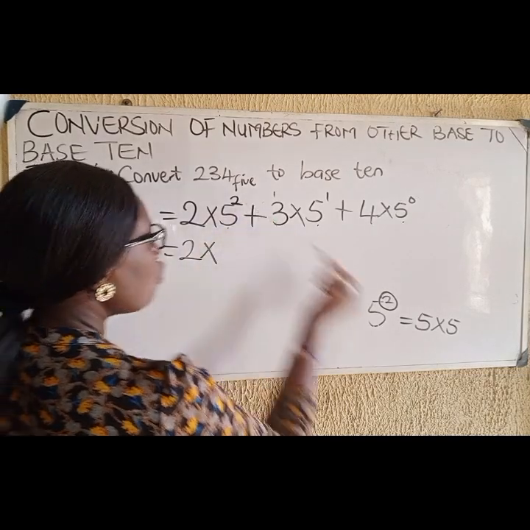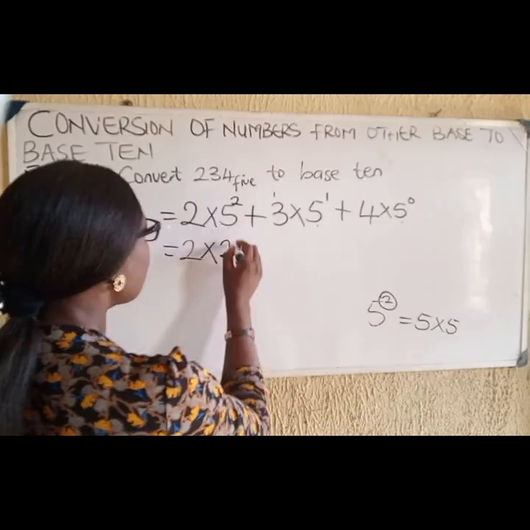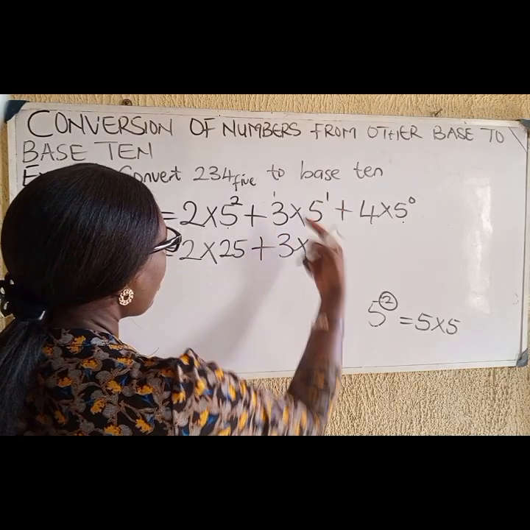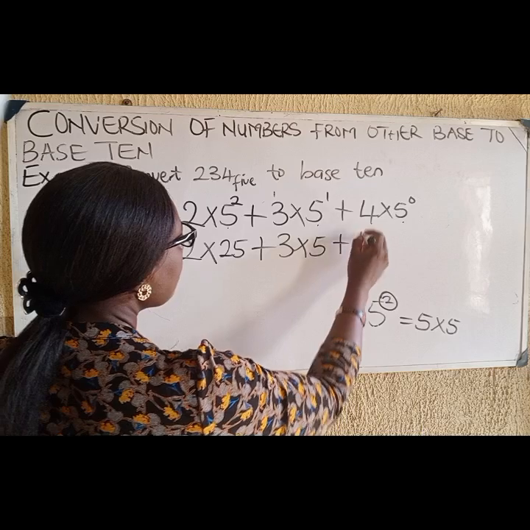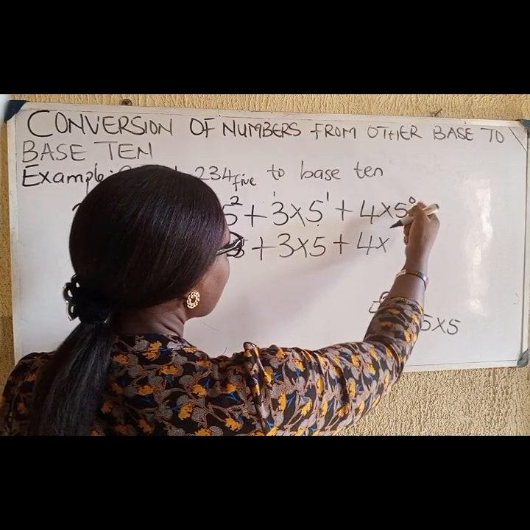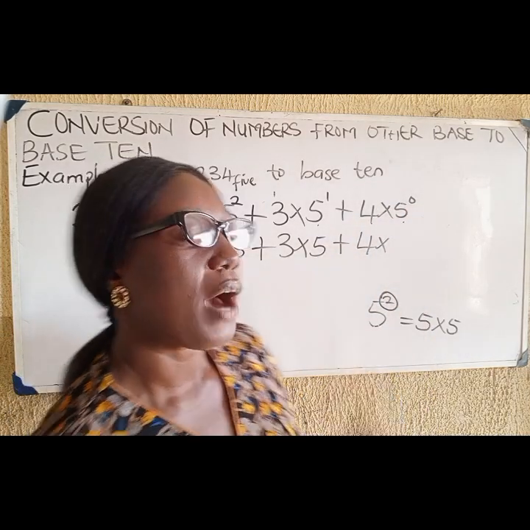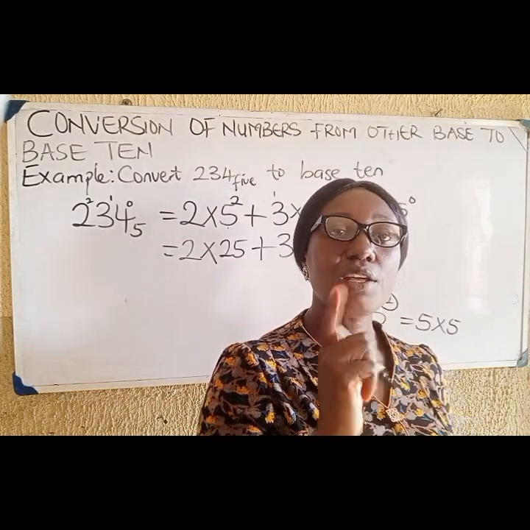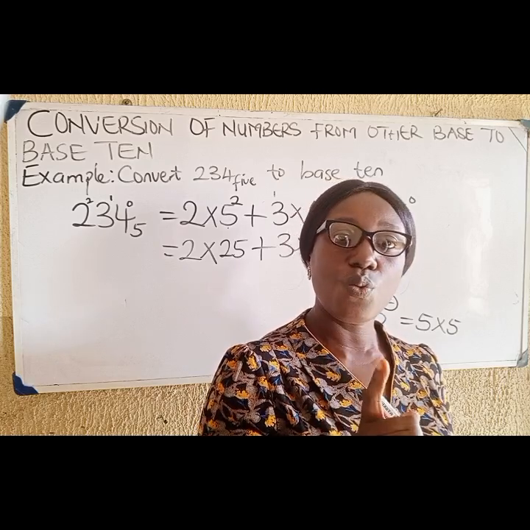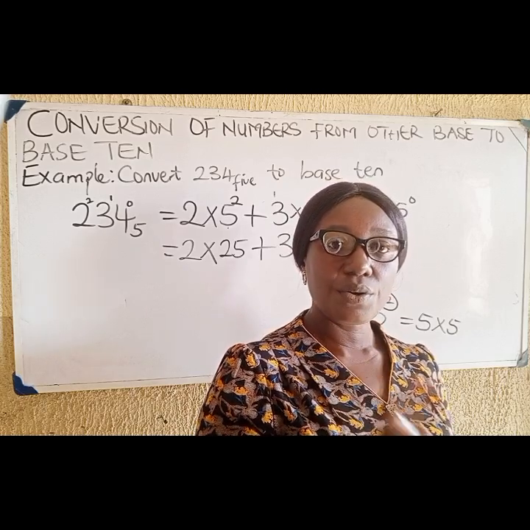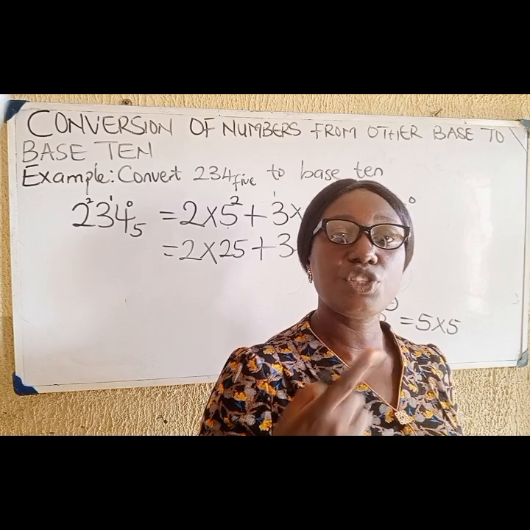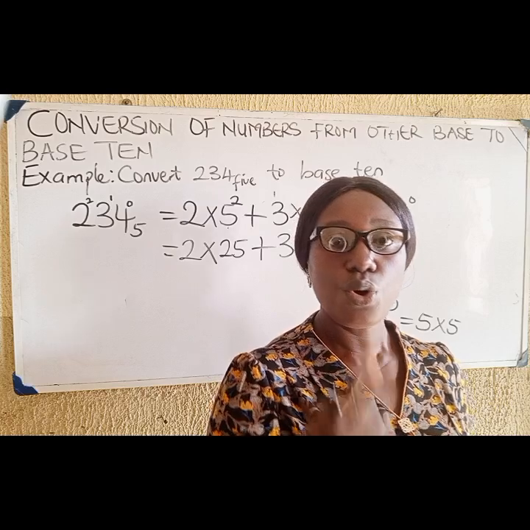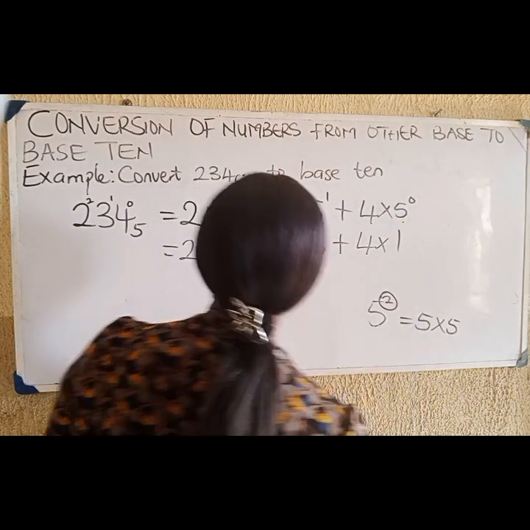This one is telling you how many times you are multiplying this 5. So 5 raised to power 2, which means 5 times 5, is equal to what? 25. Plus 3 times 5 raised to power 1, which is the same 5, plus 4 times 5 raised to power 0. In mathematics, any number raised to power 0 is equal to 1, from laws of indices. 100 raised to power 0 is equal to 1. 50 raised to power 0 is equal to 1. 1 million raised to power 0 is equal to 1. So I have 1 here.